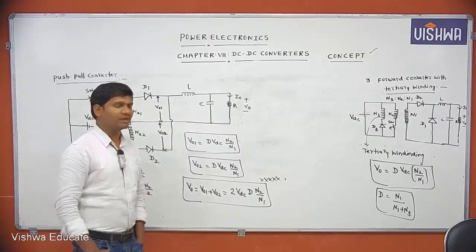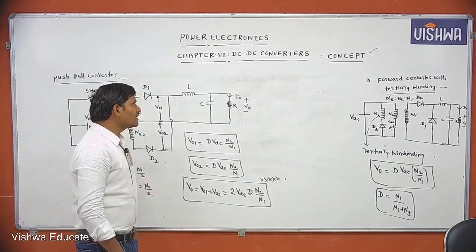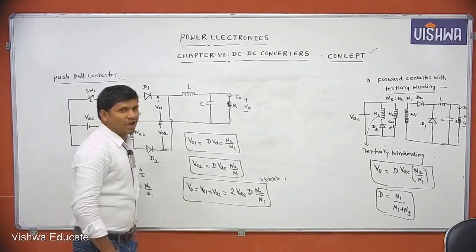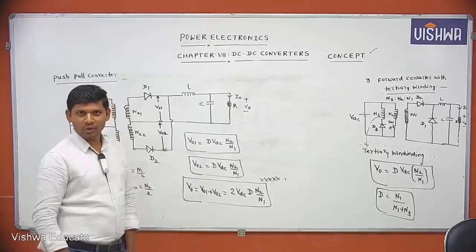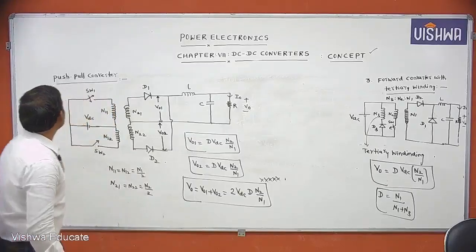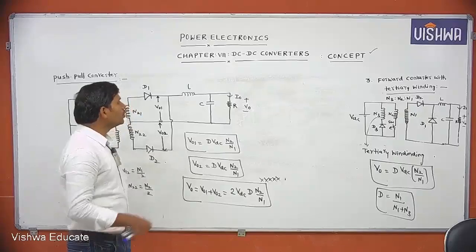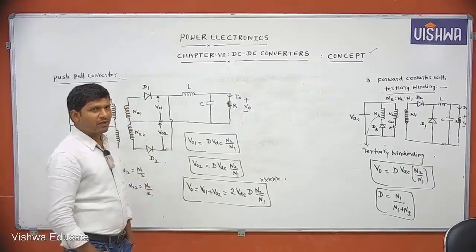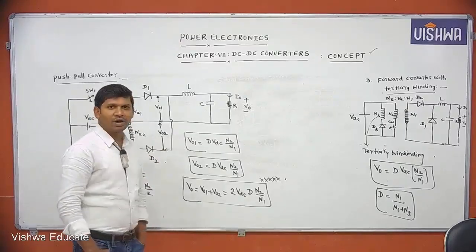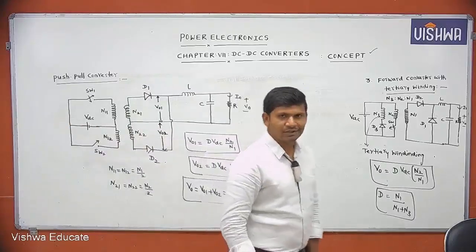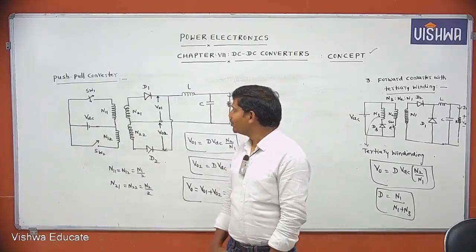Then after that I discussed external pulse commutation also. Then this is the push-pull converter. I also discussed how to write the formulas for different types of SMPS converters, that is flyback converter, forward converter, and push-pull converter. So this is in detail about choppers.